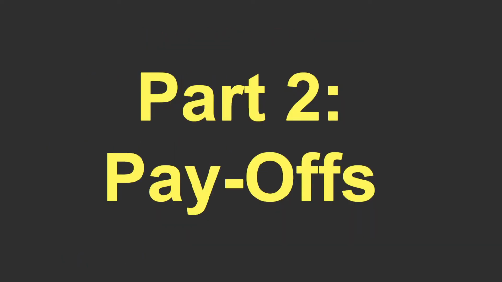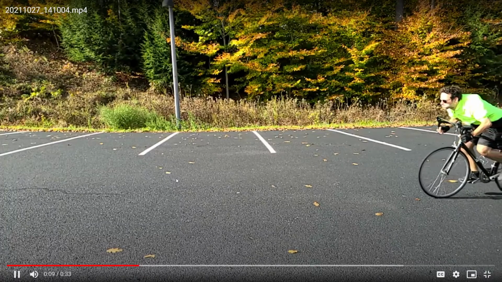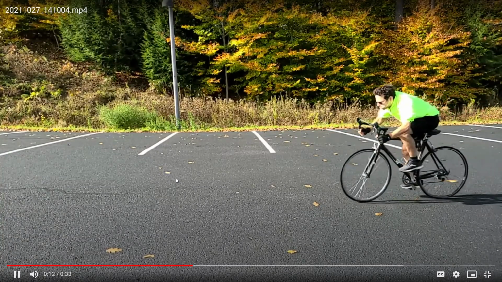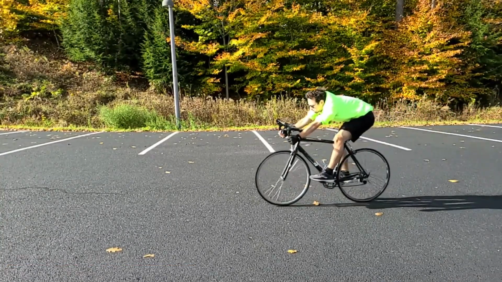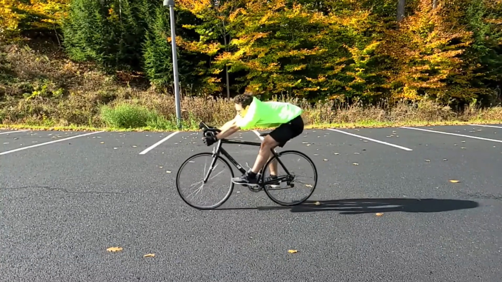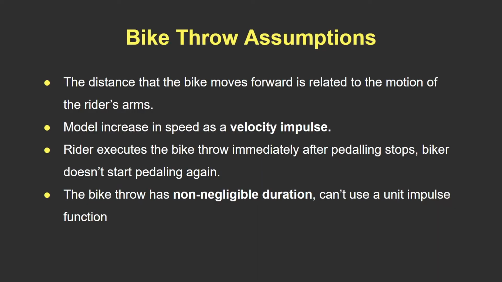So before we modeled the bike throw, we decided to try it out ourselves. The main question we asked ourselves was if there was a way to determine the exact amount of velocity gained by performing the throw. During our test, we realized that if we could figure out how the rider's arms extend, along with the time that the bike throw takes, we could figure out the magnitude of our velocity pulse. As for our primary assumptions, we assume that the movement of the bike is related to the extension of the rider's arms, and that this causes a velocity impulse.